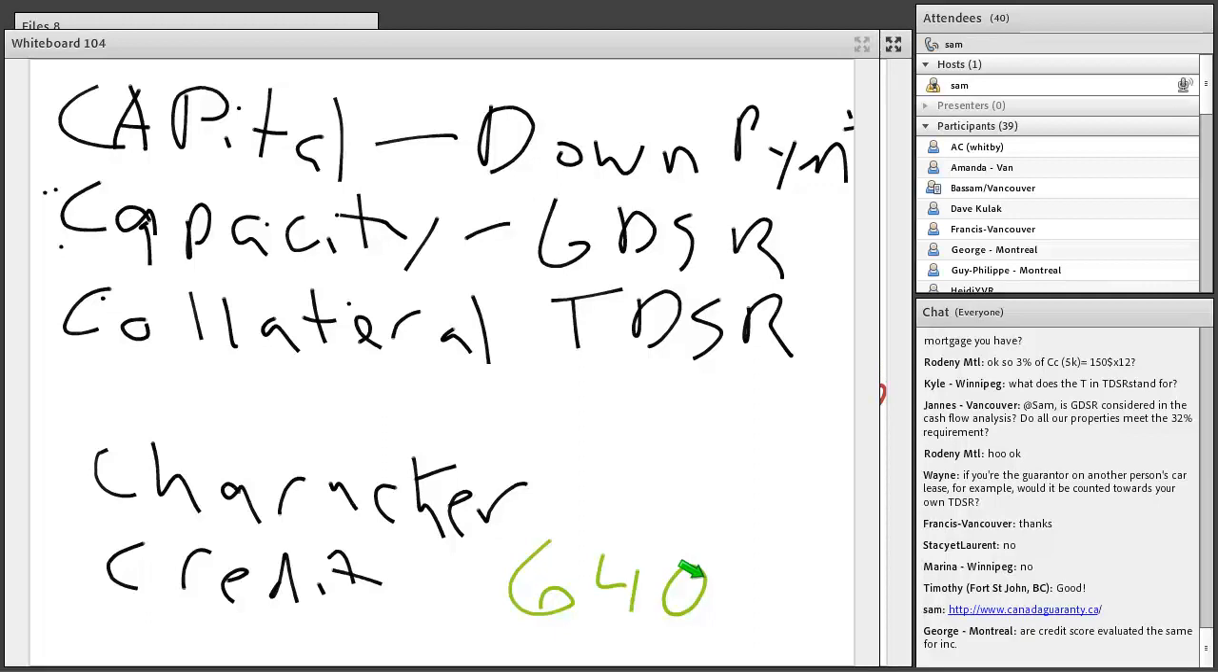The main one that everybody knows about is CMHC. The second one is Genworth. They probably do the bulk of the deals in Canada after CMHC. Canada Guaranty is new to the scene, but like I said, they're small, they're agile, they're a bit more relaxed in their lending, and they've got some really good programs. So let's go there and take a look at some of the programs they have set up.